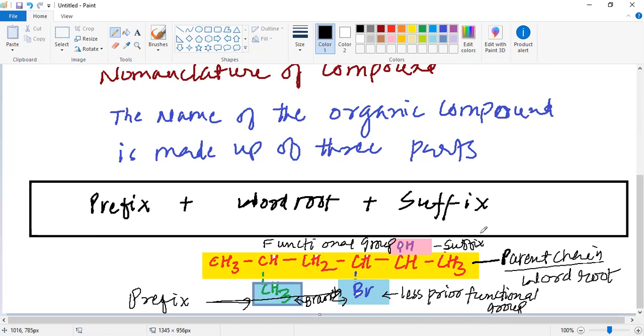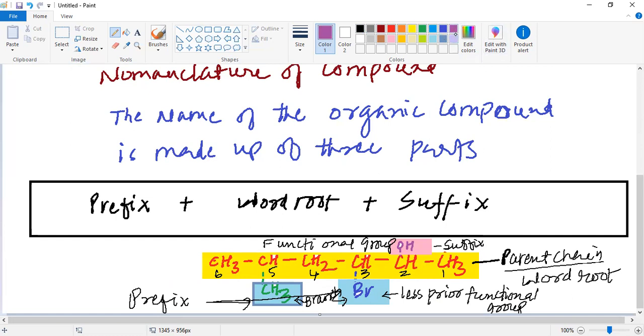So now if we really want to give the name to this compound, this is how we give the numbering: 1, 2, 3, 4, 5, and 6. Here the numbering is given in such a way that the functional group has the priority. So the functional group gets the second number. So this is 2-hexanol, which has bromo on third and methyl on fifth. So this is 2-hexanol, having 3-bromo, 5-methyl.